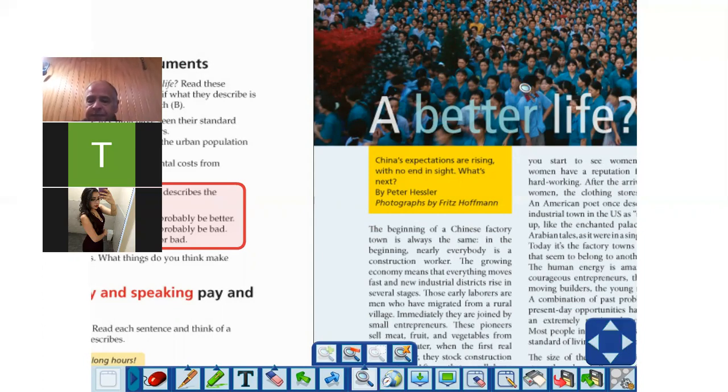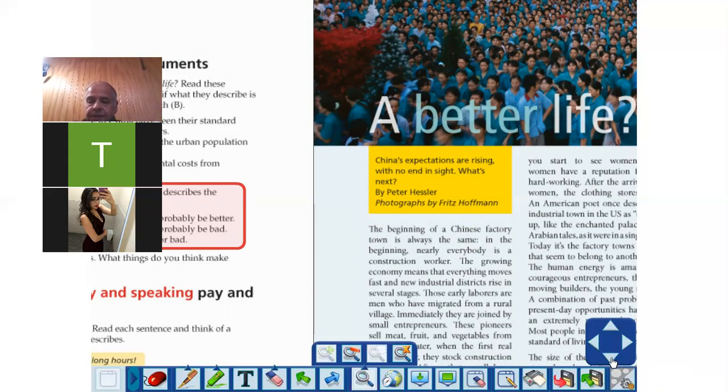The beginning of a Chinese factory town is always the same. In the beginning, nearly everybody is a construction worker. The growing economy means that everything moves fast and new industrial districts rise in several stages. Let's analyze a little bit. So at the beginning, a factory town is always the same. Everybody is a construction worker at the beginning. The growing economy means that everything moves fast and new industrial districts rise in several stages.